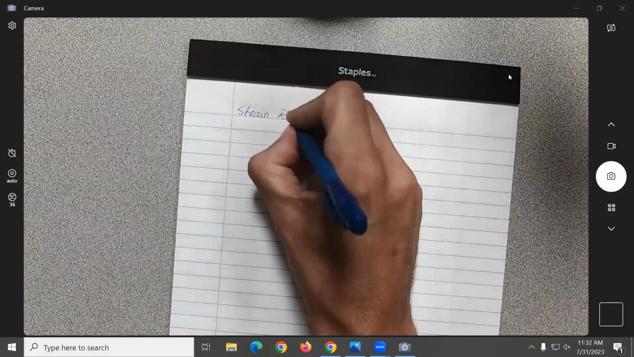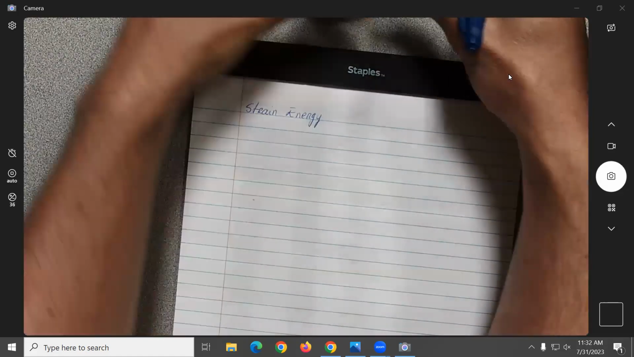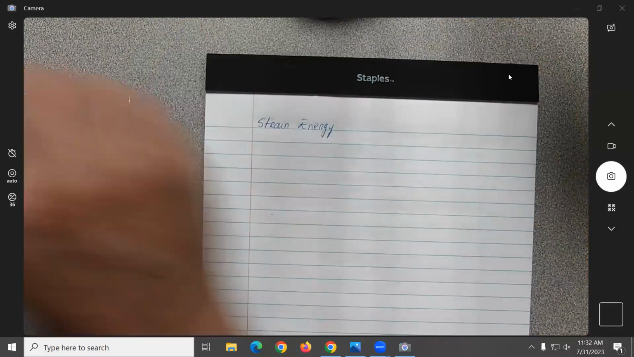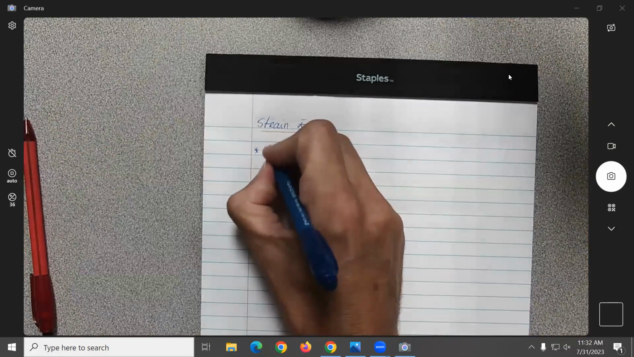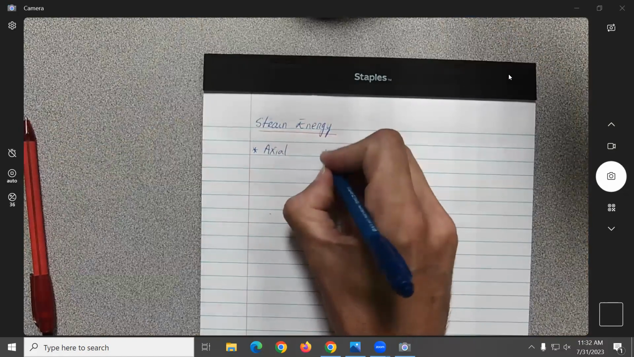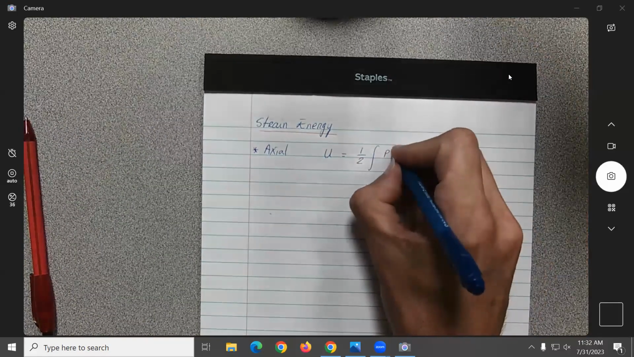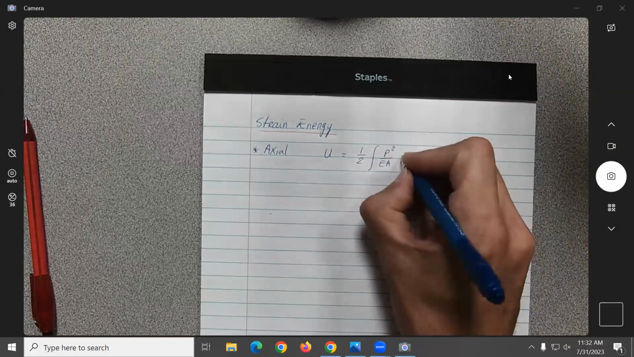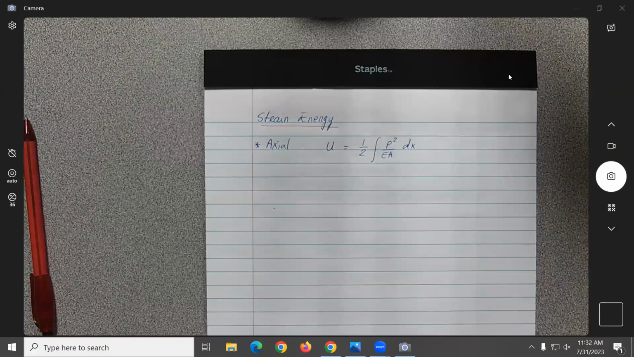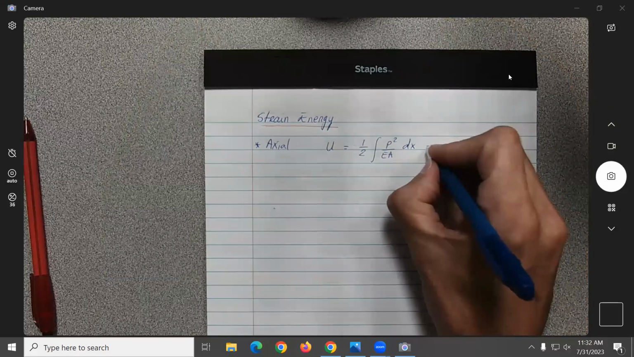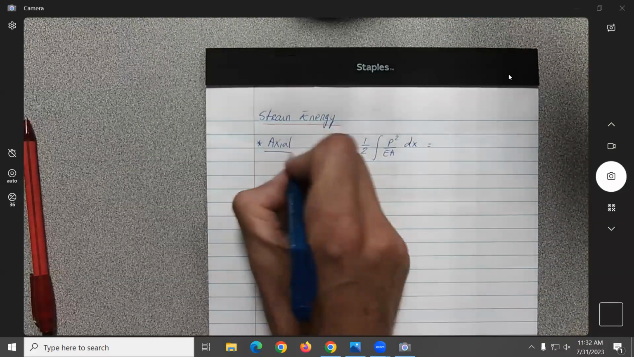or what we call the strain energy, no? And talking about that, we have the strain energy for the different loading conditions. One was the axial. We said that the strain energy U would be equal to 1/2, I guess, of P squared over EA dx, if I remember properly. Okay. All right, this one really doesn't matter. We're going to see that now anyway.